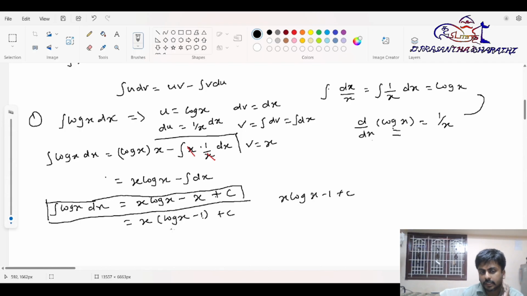So the meaning is entirely different. Okay, so it is always better to say the formula with expansion. Okay, so x log x minus x plus c.